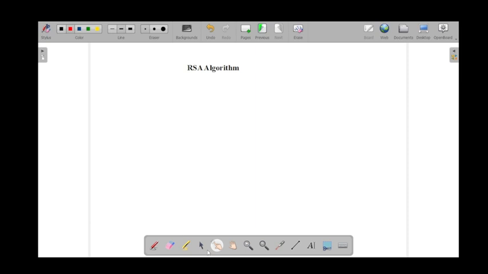Hello everyone, in this video we will learn the steps involved in the RSA algorithm and its examples. In the RSA algorithm, we are taking two large prime numbers. These two large prime numbers are the values of P and Q. In the first step, we are taking the values of P and Q.